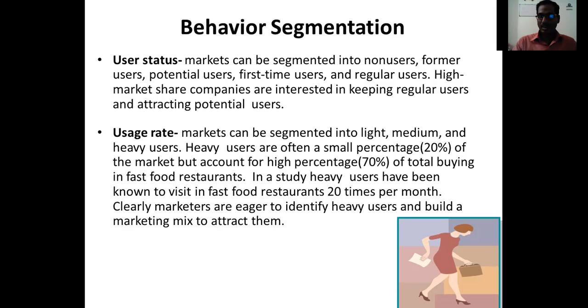In a new study, heavy users have been known to visit a fast food restaurant 20 times per month. In other words, almost every day they are in the restaurant. Clearly, marketers are eager to identify heavy users and are building a marketing mix to attract them. So in the restaurant industry, the marketers are very interested in the heavy users, and for these heavy users, they prepare the marketing mix to attract them.